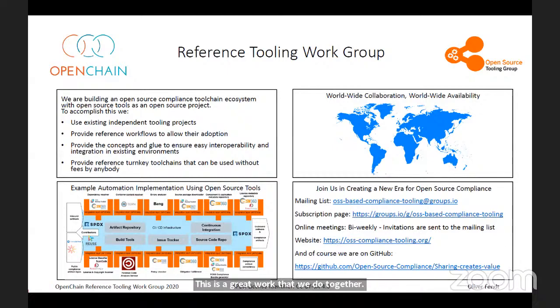And I also wanted to recap on this slide, because what was our main intention here? We are building an open source compliance toolchain ecosystem with open source tools as an open source project. So our complete mindset is all open source, open source, open source.